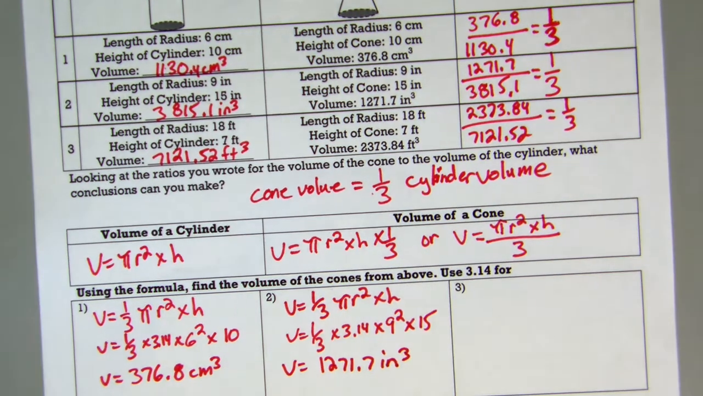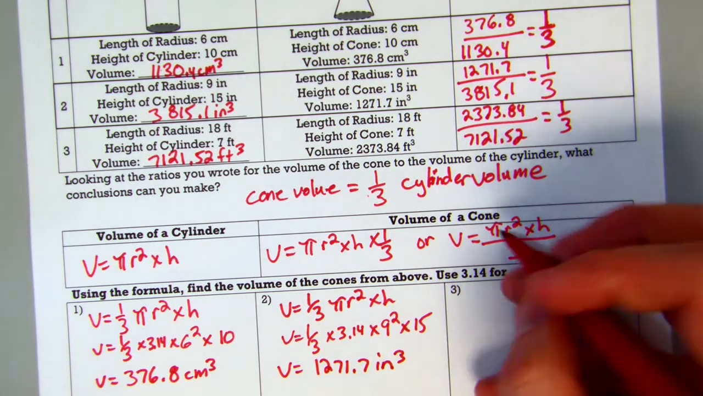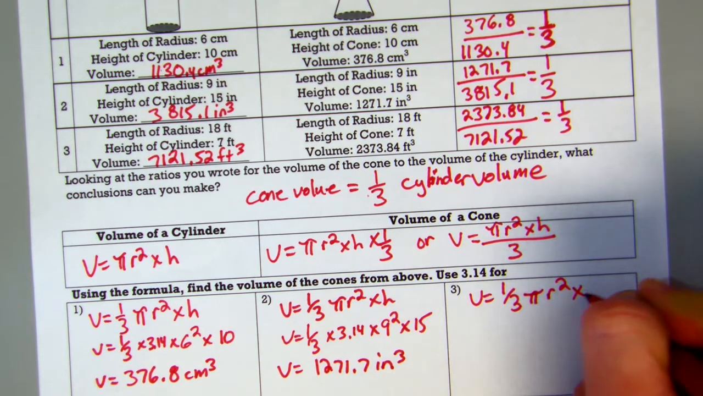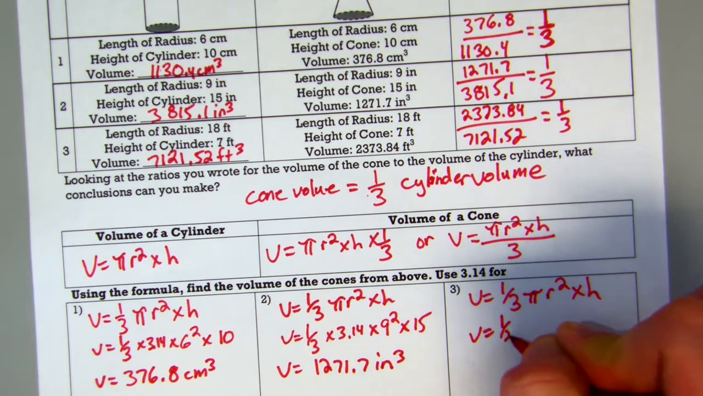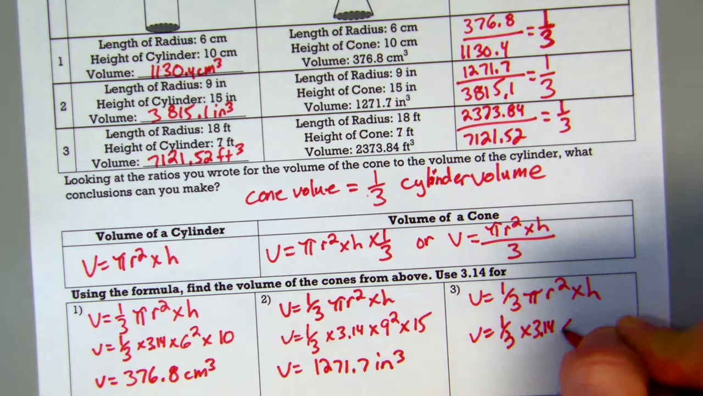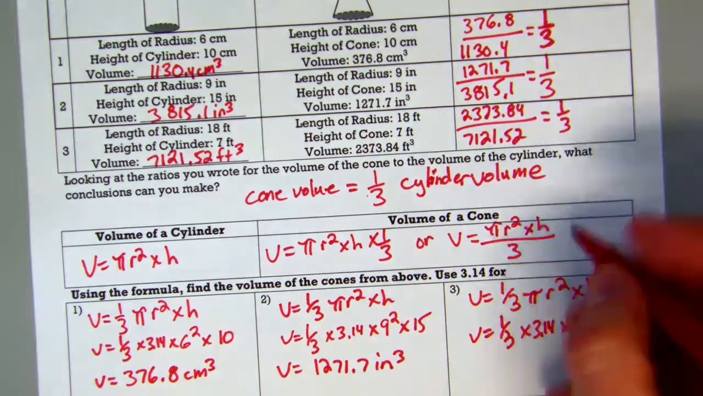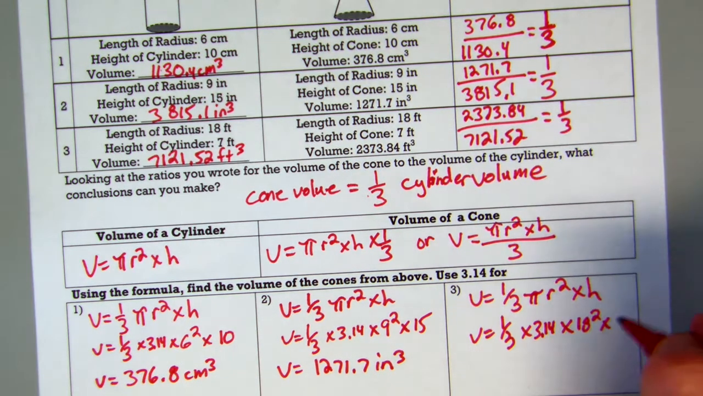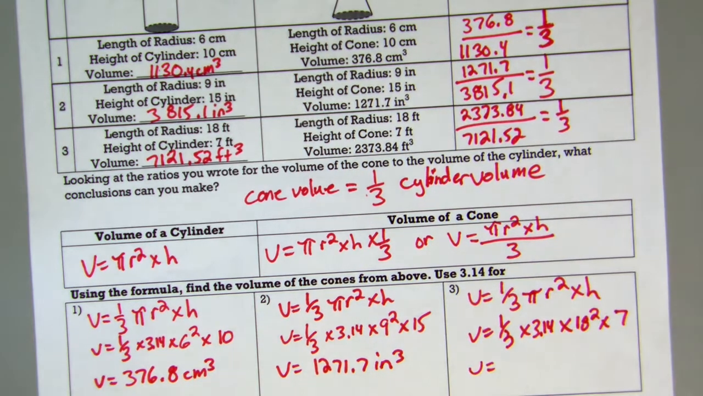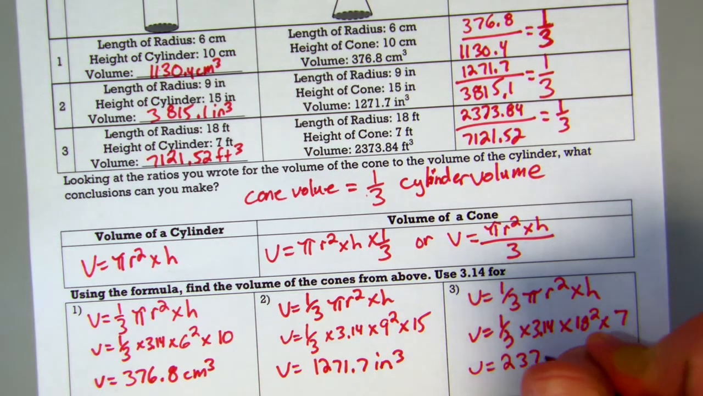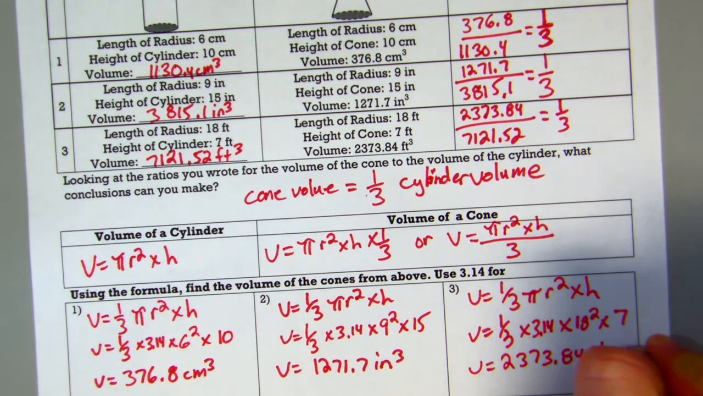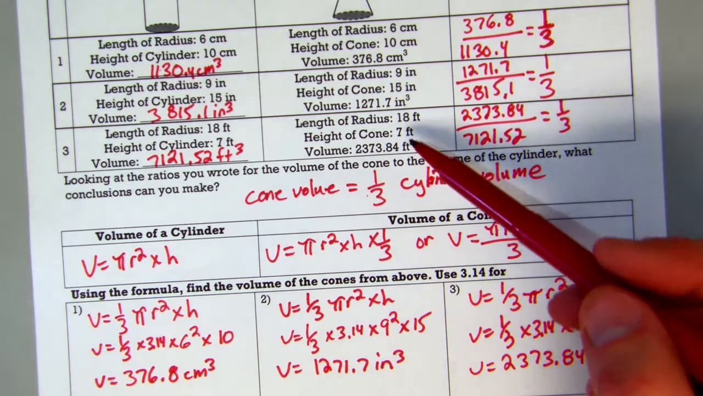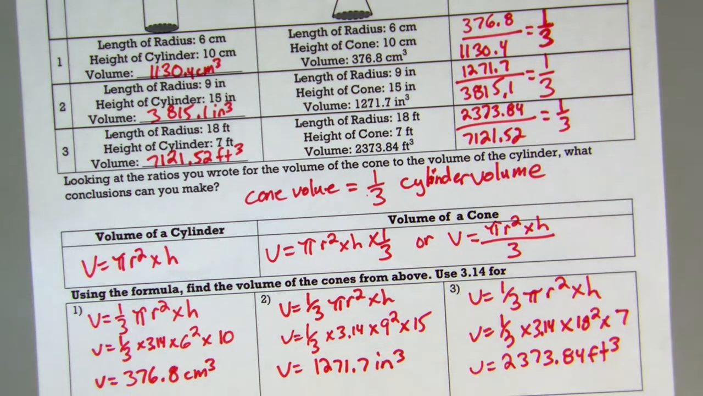1,271.7 inches cubed. Number 3, let's go ahead and rewrite it again. Volume is equal to 1/3 pi r squared times our height. So we do volume is equal to 1/3 times 3.14 times our radius of 18 squared times our height, which is 7. I multiply those all together and I get an answer of 2,373.84 feet cubed. So yes, this equation does work. It gives us the same answers we got above.